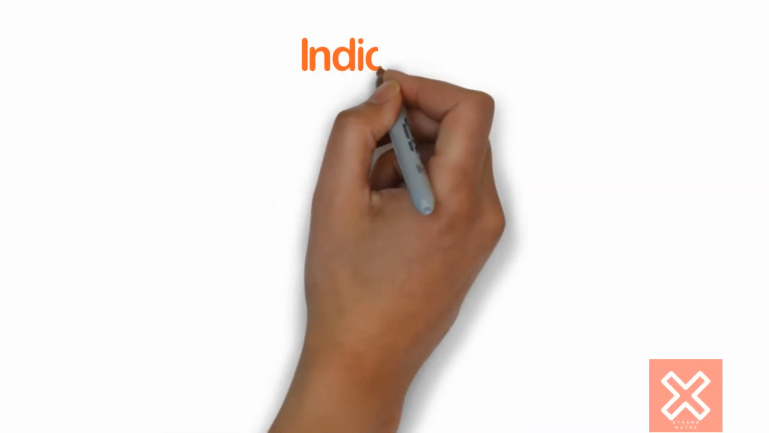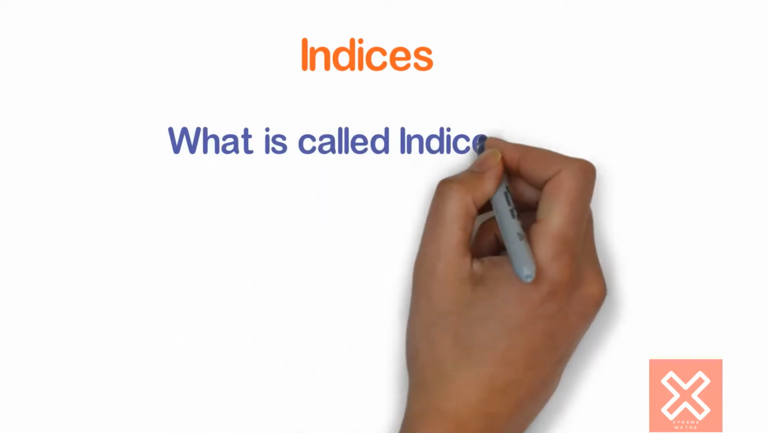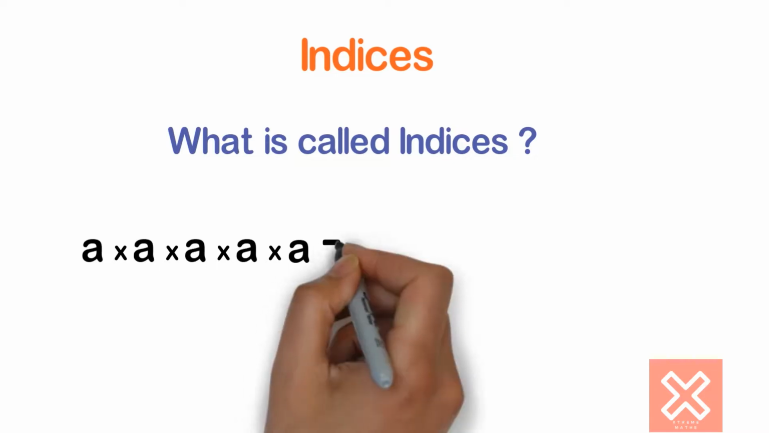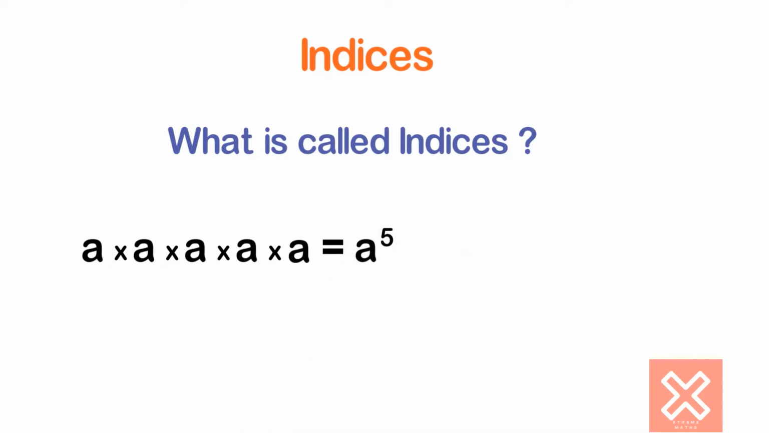Today we are going to learn indices. What is called indices? Now look at this. A into A into A into A into A. I wrote A as repeated multiplication 5 times. So we can write this in indices form, A to the power 5.